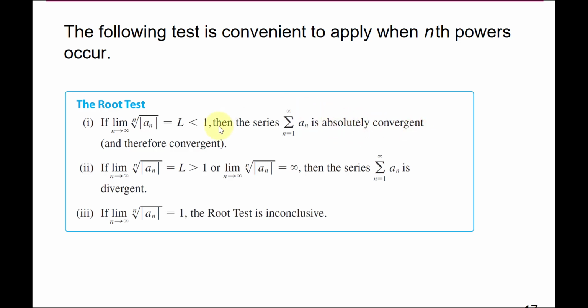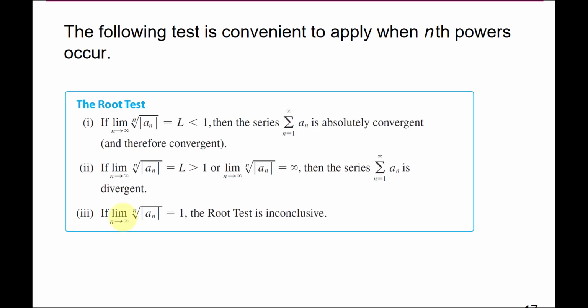So if you take the nth root of the nth term, technically the absolute value of the nth term, and you get a limit that's less than 1, it'll converge. If you take the nth root of the nth term, or the absolute value of it, and you get some limit that's greater than 1, or if that limit is infinity, then the series was divergent. And if that limit of the nth root of the absolute value of the nth term is equal to 1, then you can't make a conclusion with the root test. That doesn't mean you can't make a conclusion, it just means you can't use the root test.